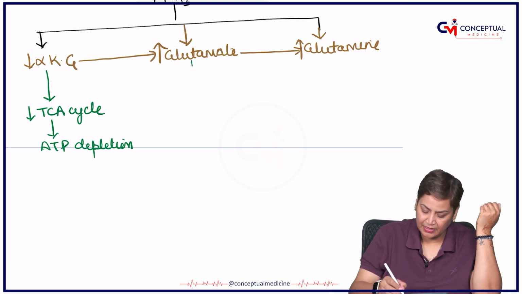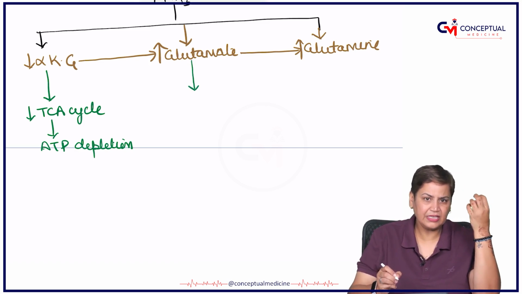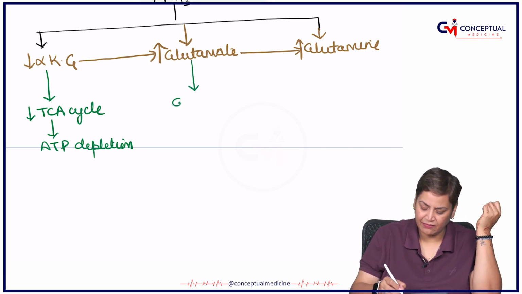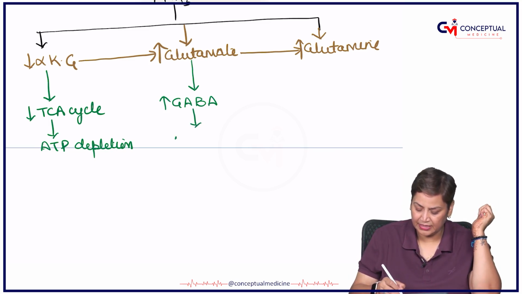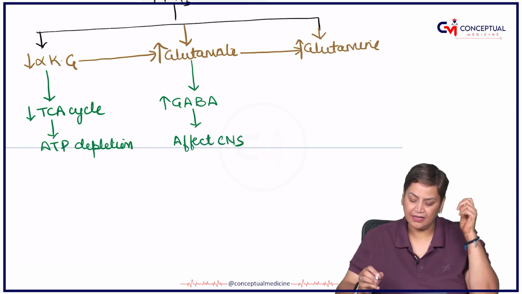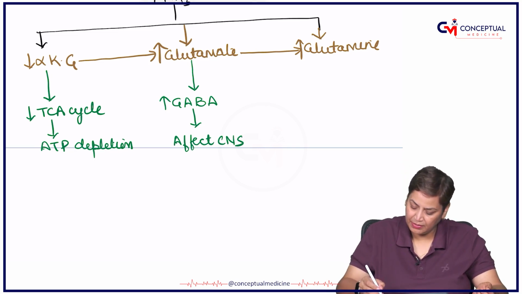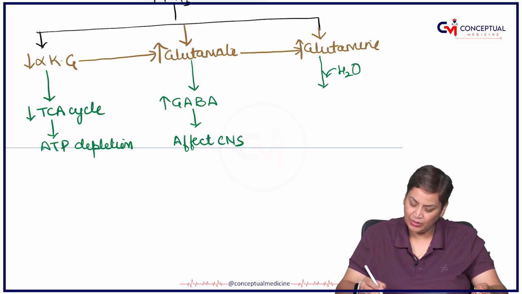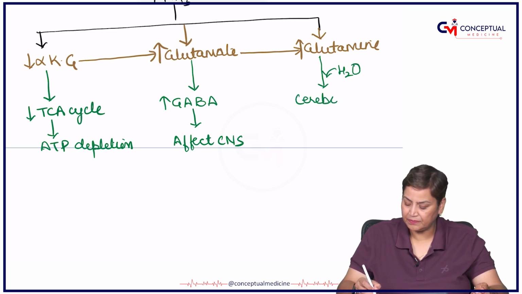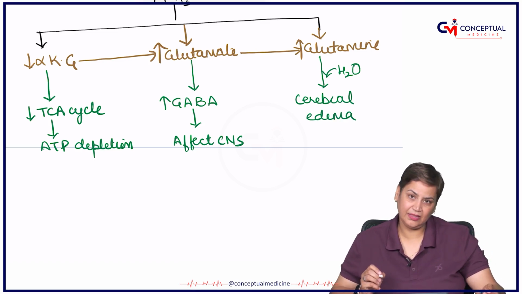Coming over to glutamate, the concentration of glutamate will increase. It will be diverted to form GABA, gamma amino butyrate, which is an inhibitory neurotransmitter. So it is going to affect the CNS. And increased concentration of glutamine will retain water and it will lead to cerebral edema. There will be retention of fluid in the brain.